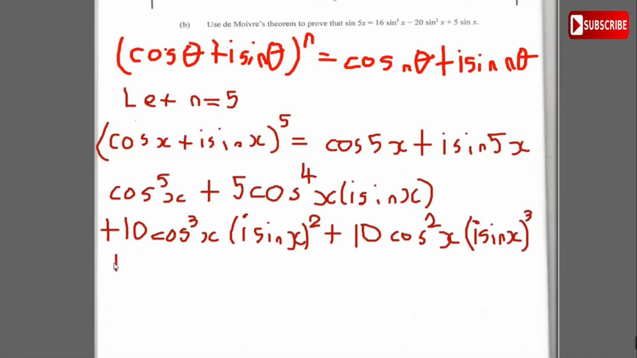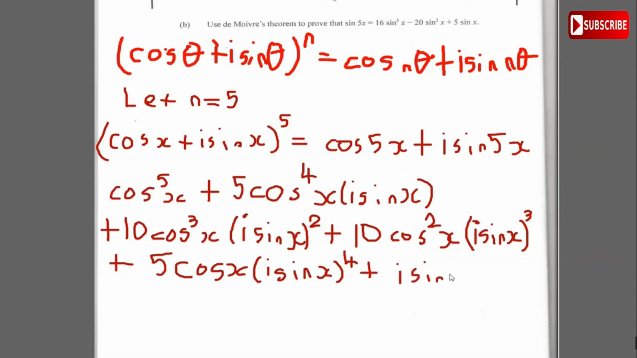Plus, then it's going to be 10. So we go 1, 5, 10, 10. So going back to 5 now, then it is 5 cos x times i sin x to the 4, and then plus i sin x to the 5. I know this is a very big expansion to do. It's very huge.